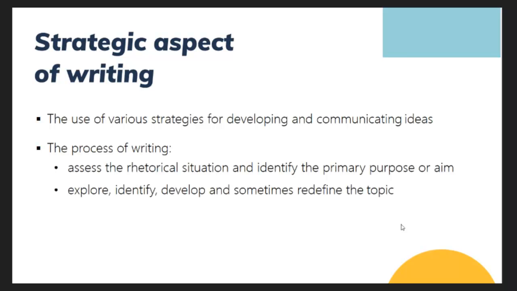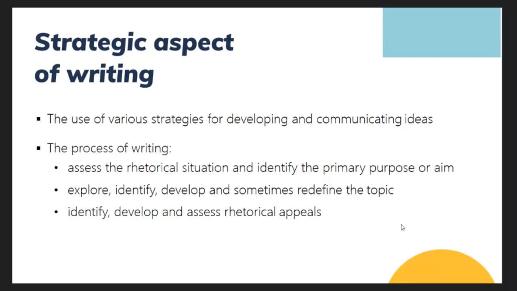In the next step, once the topic is identified, the writer also has to explore, develop, and maybe even redefine the topic. So some writers may use the 5W and 1H, that is what, where, when, why, and how. Or the writer can read on the topic to explore more about it. Or maybe some writers can visually map out the ideas on paper.